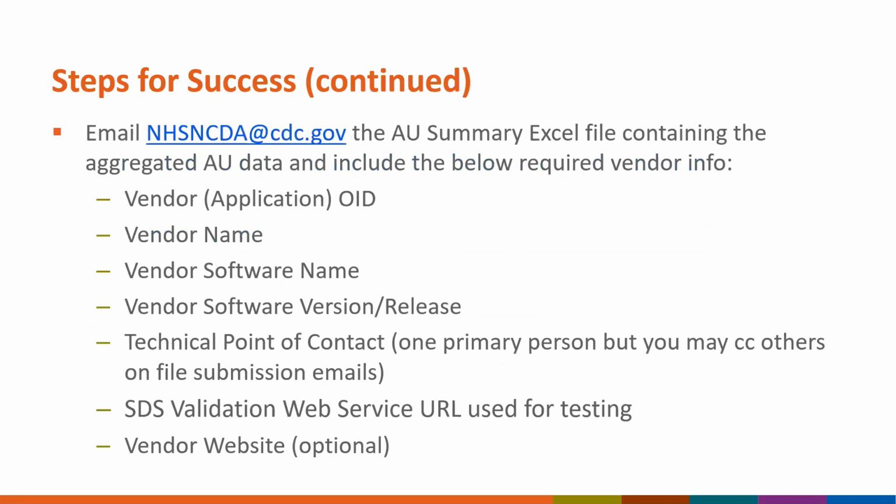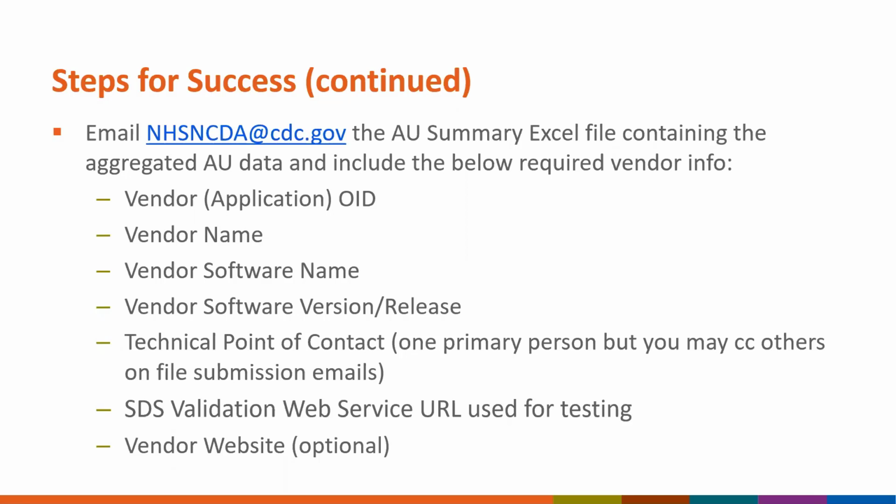So once ready, send the NHSN team the AU summary Excel file in order to receive confirmation of successful AU SDS validation. In addition to the Excel file, and as part of the vendor registration process, please also include the following additional information as noted on this slide: vendor OID, vendor name, vendor software version, and at least one technical point of contact, the SDS Validation web service URL that you use for testing, and then optionally your vendor website. If any of the above information is missing apart from the optional vendor website, we will not process your request.